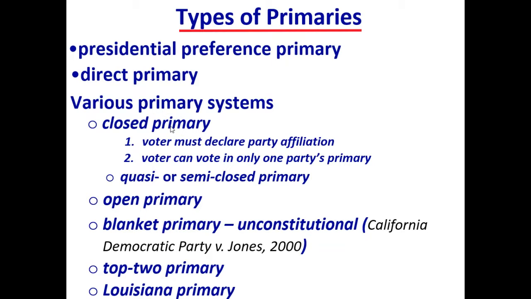So if you go to vote in a primary in Texas, you declare your party affiliation when they ask you which party's primary you want to vote in. Because they're not going to let you vote in both. That's that second one, right? You can't vote in both. In Texas, you can't vote in both the Democratic Party primary and the Republican Party primary.